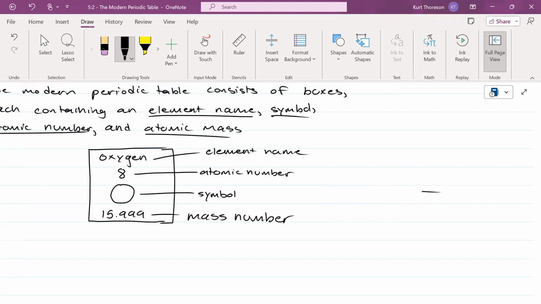Now, on some periodic tables, the state of matter at room temperature, which is typically around 75 degrees Fahrenheit, is going to be indicated on the diagram. If you look on the giant periodic table behind me, everything that is in red letters is a gas at room temperature. Everything that's in black letters is going to be solid at room temperature. The two that are blue are liquid at room temperature, mercury and bromine. And all the white lettered ones are man-made. They're not found in nature.